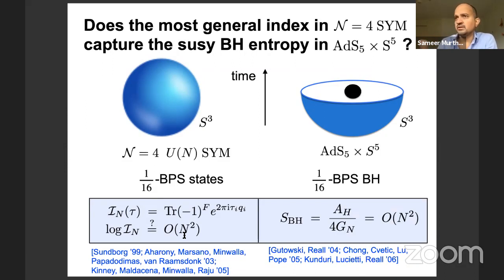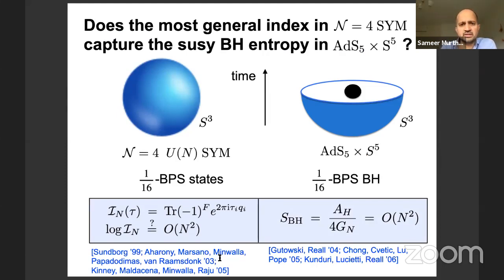Does it capture the black hole entropy, and in particular, does it have the N^2 growth? This question was first posed about 15 years ago and studied, and at that time, the answer seemed to be negative. That sparked off a lot of research in this field to tackle this question. Recently this has been revisited, and that's what I want to discuss.